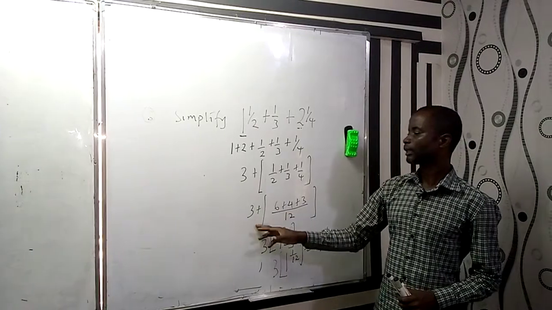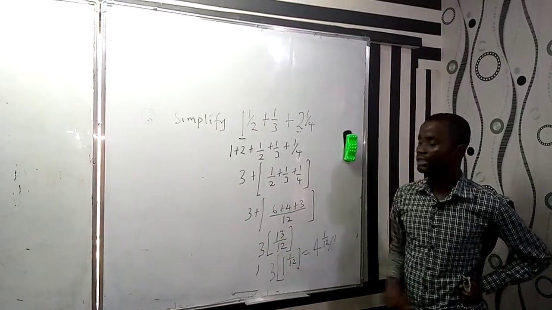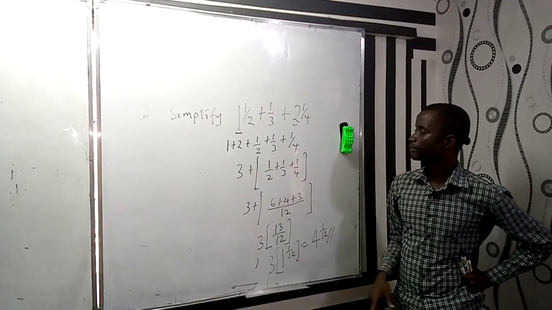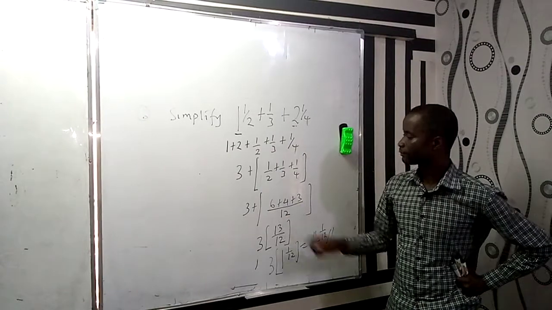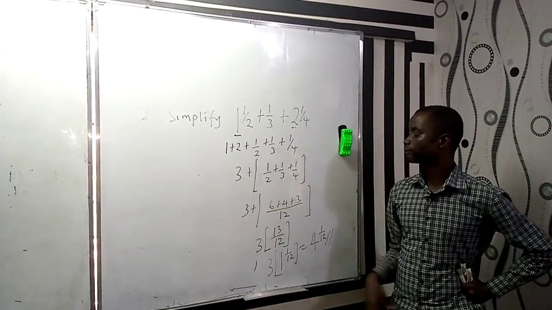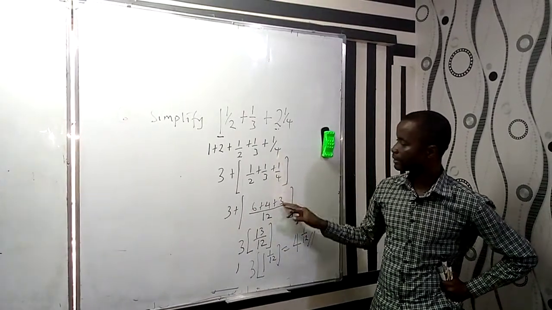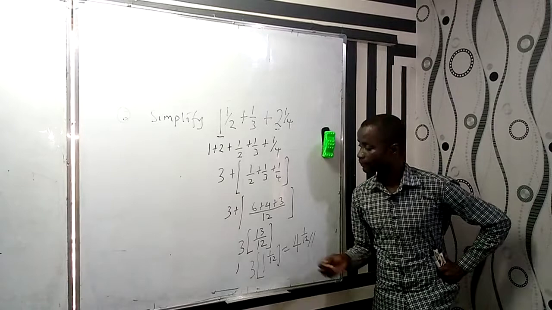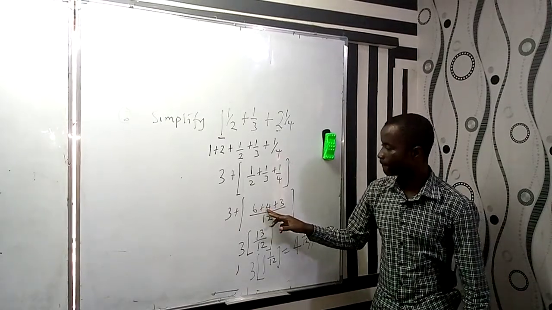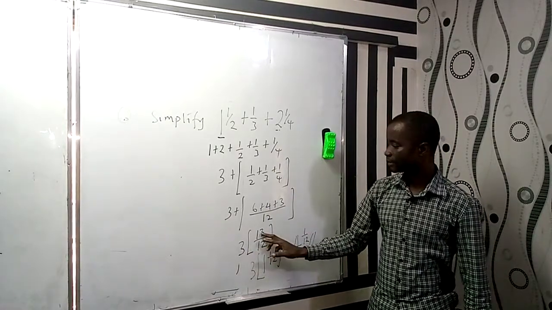Therefore, 3 plus, put it in brackets. How many times 2 goes in 12 is 6. 6 times 1 is 6. Plus, how many times 3 goes in 12 is 4. 4 times 1 is 4. How many times 4 goes in 12 is 3. 3 times 1 is 3. And then the next step, you add the numerators together. That means 6 plus 4 plus 3 is 13. And then therefore, 3 whole number, 13 over 12.